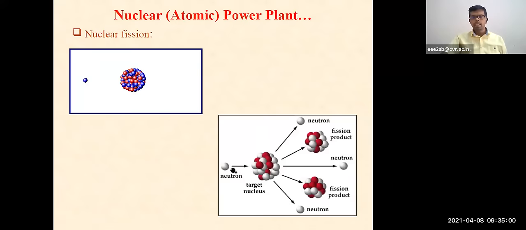So here in this picture, you're seeing the target nucleus. A neutron is hitting the other atoms, and this atom also splits into one neutron and another fission product, and some neutrons and other fission products. In those fission products only, your energy will be produced.